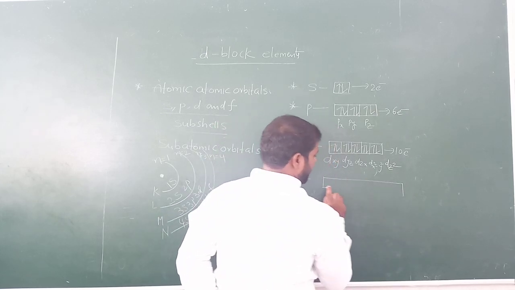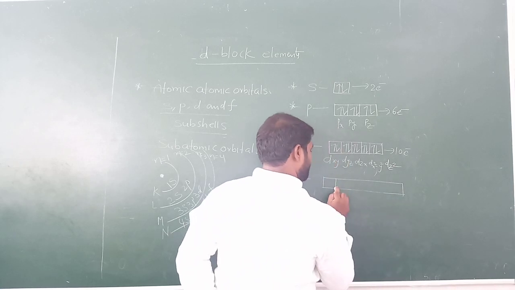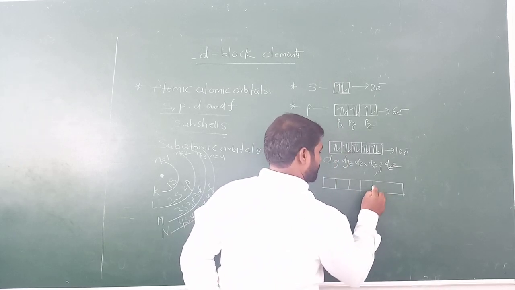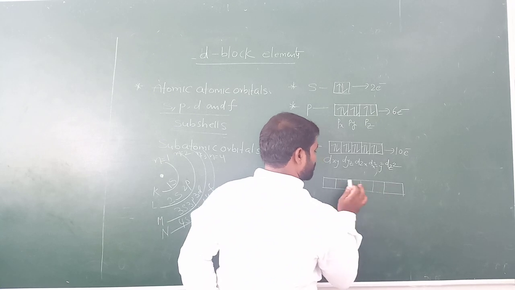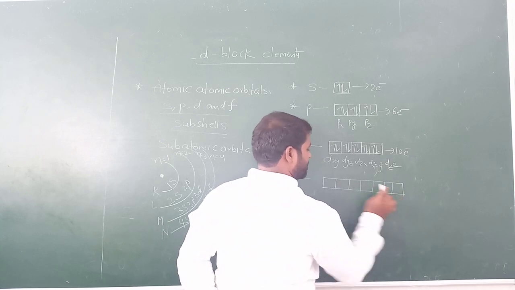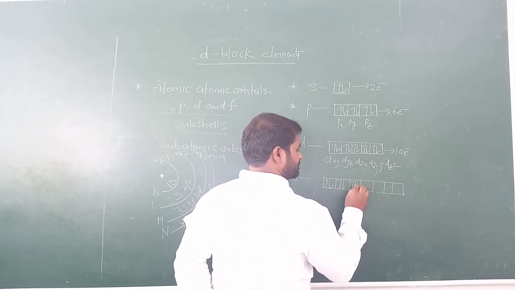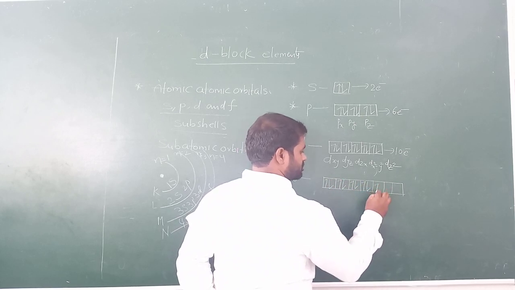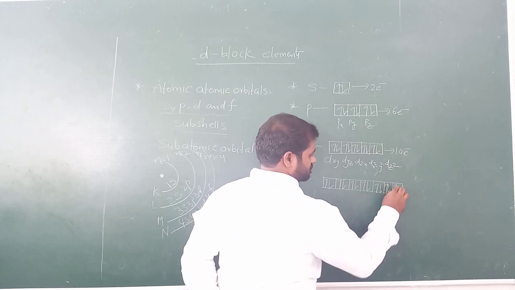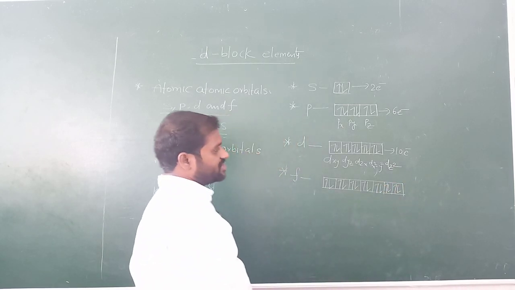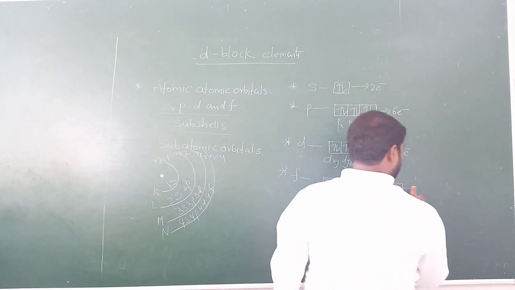Again, it is complex. 1, 2, 3, 4, 5, 6, and 7. 7 twos are how much? 14. Clear? 7 twos are 14 electrons. Clear up to here?